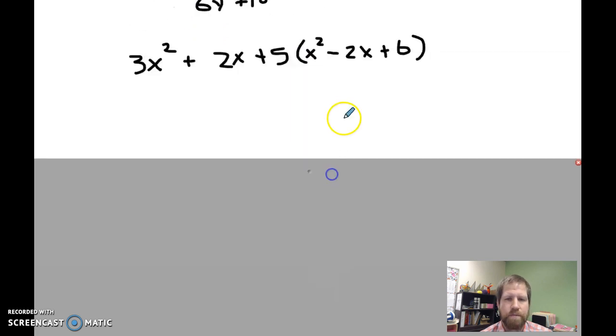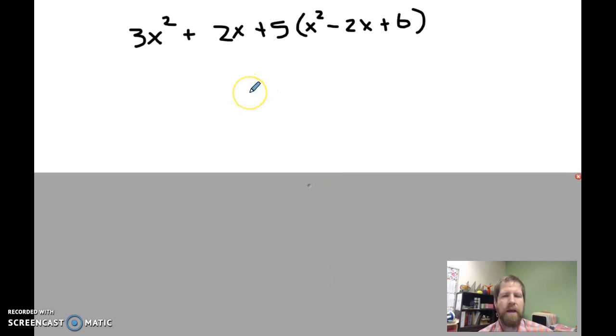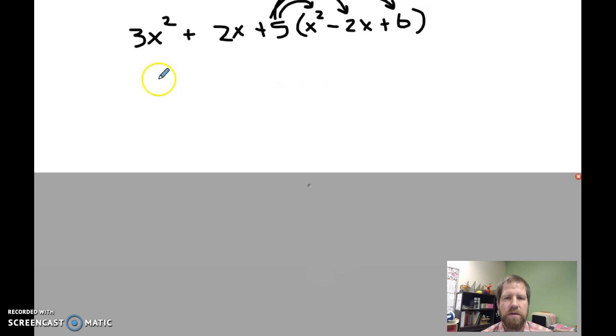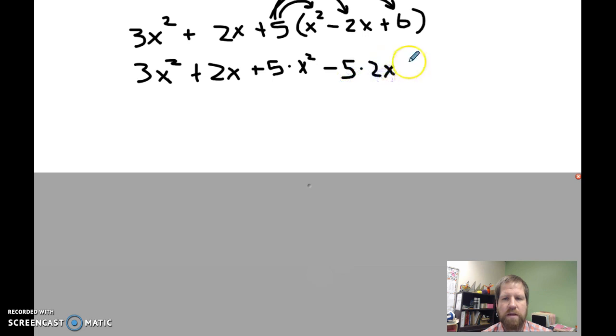Okay, let's look at this one. So there's a little more going on now. Again, just like with the order of operations, we're going to start with our parentheses, but instead of doing what's inside them, we distribute. And it doesn't really matter how many terms we have. We're still going to multiply whatever we're multiplying by, this value, by every term inside of our parentheses. So I'm going to bring down everything: 3x squared plus 2x plus 5 times x squared minus 5 times 2x plus 5 times 6.